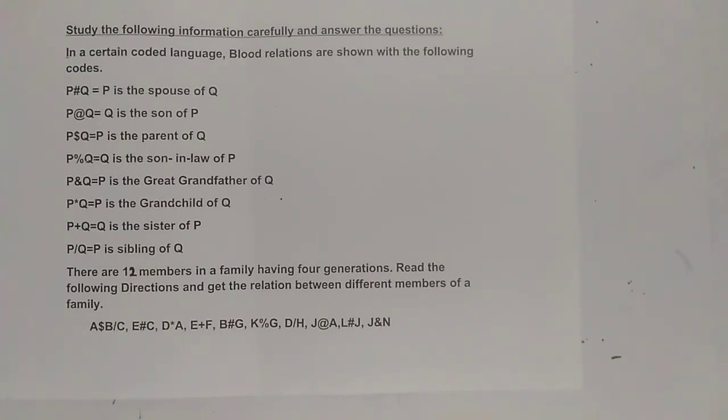So we will discuss a coded blood relation question with 4 generations today. You might have done blood relations up to 3 generations, but I want to prepare you for the hardest level. So let's see the best approach to deal with a 4 generation coded blood relation question. This question is to be solved within 6 to 7 minutes. Let's start.